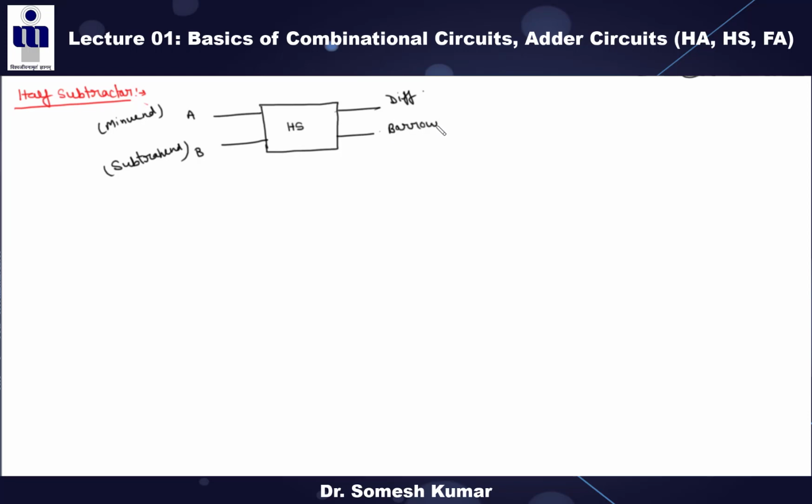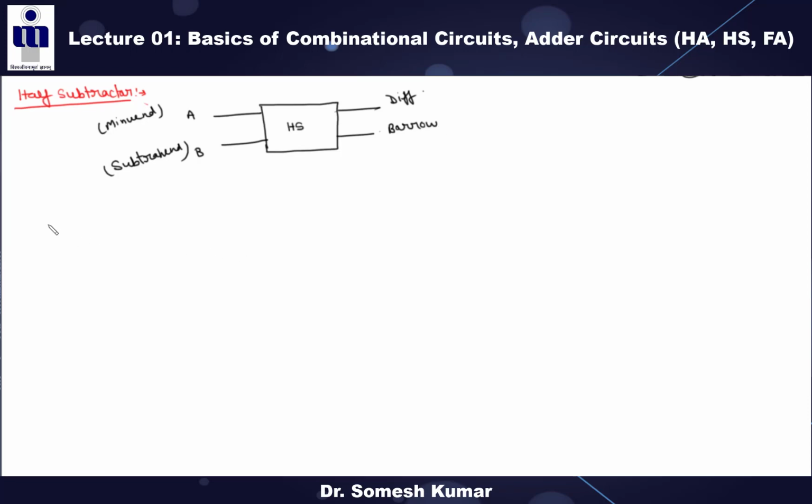While in the half adder, the outputs are one, your sum, and second, carry, in the half subtractor you subtract A minus B. A is your minuend, B is your subtrahend, and the outputs are one, your difference, and second, your borrow.